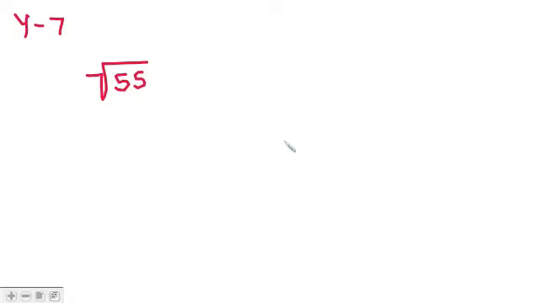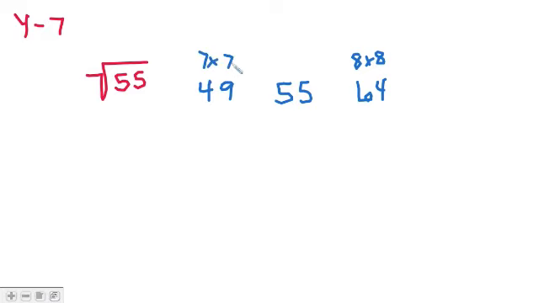So let's think, around the number 55, what number up is a perfect square? Well, 64, because that's 8 times 8. What number down is a perfect square? How about 49? Because that would be 7 times 7. So basically between 7 and 8, 55 would fall.